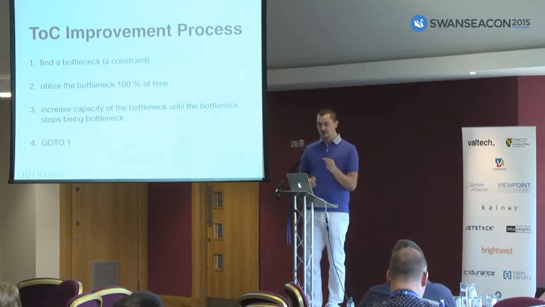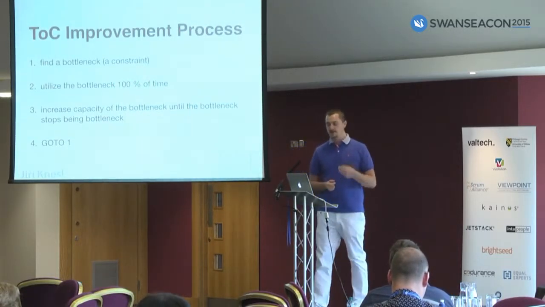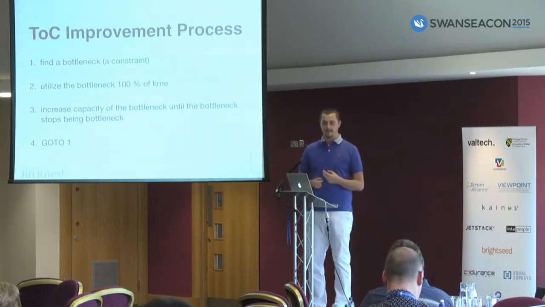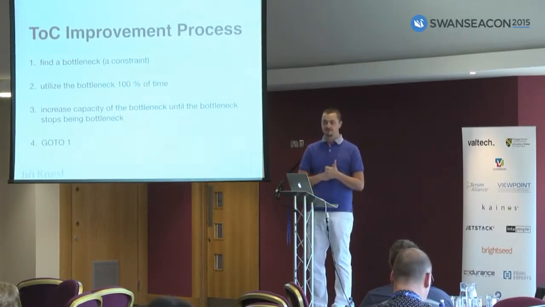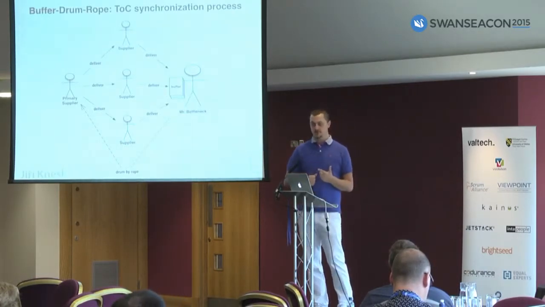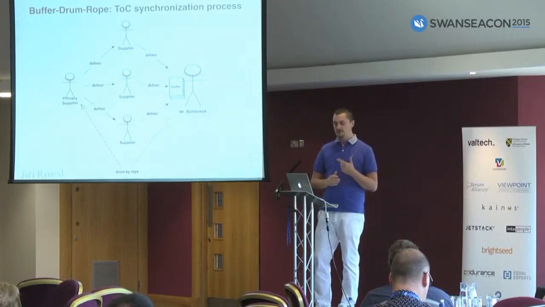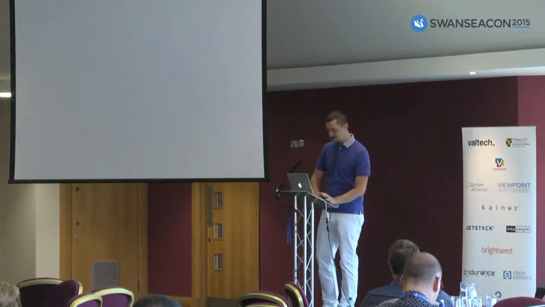Then you go back to the first point. You find a new bottleneck and utilize it 100% of time. That's the first part of the theory of constraints. And then there is a second one, and it's a synchronization process. It's called drum buffer rope. There are 3 parts.